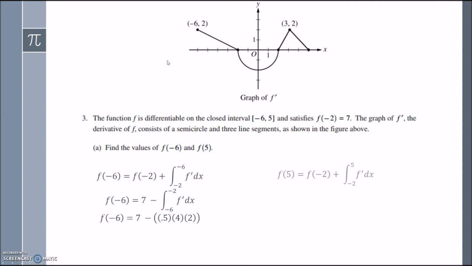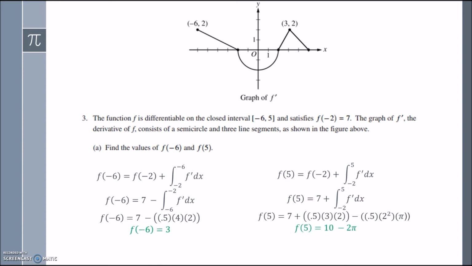We're going to do the same thing for the other coordinate, same procedure. This time we don't have to flip the sign because we can take an integral from -2 to 5. So this time it's going to be a little bit more complex. We're going to have a triangle here that's going to represent positive area in the integral, and we're going to have a semicircle that's actually going to have negative area. So here's what it comes out to be if you apply the formulas correctly: f of -6 equals 3, and f of 5 is going to end up being 10 minus 2 pi.